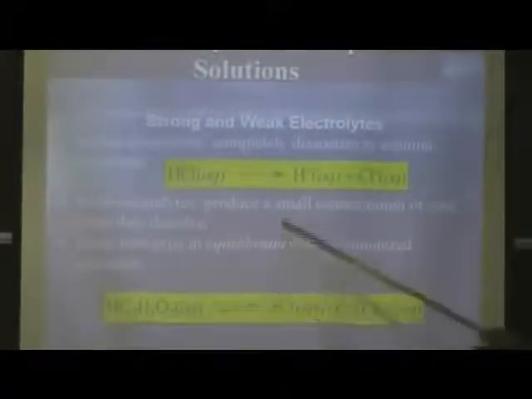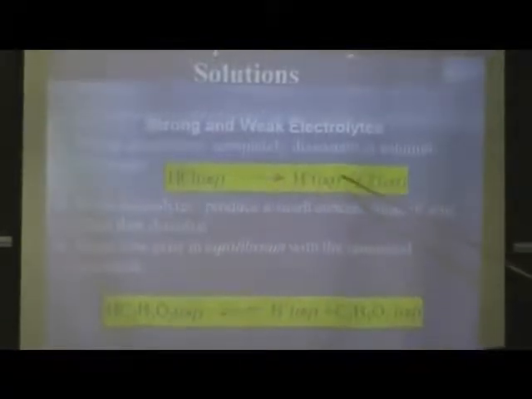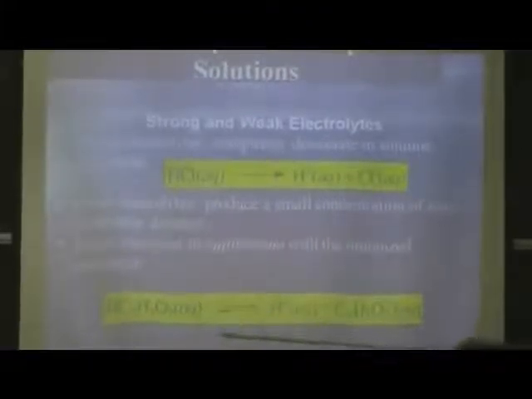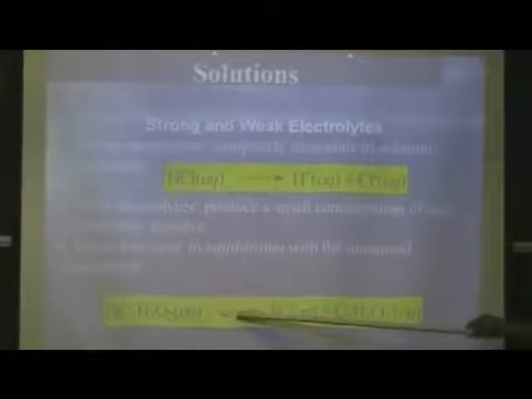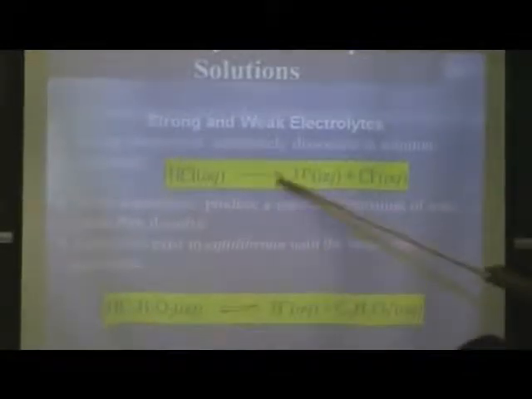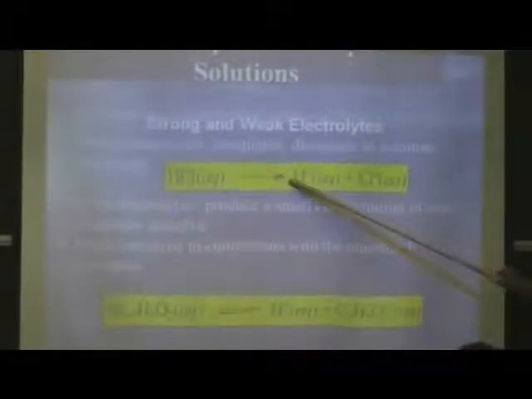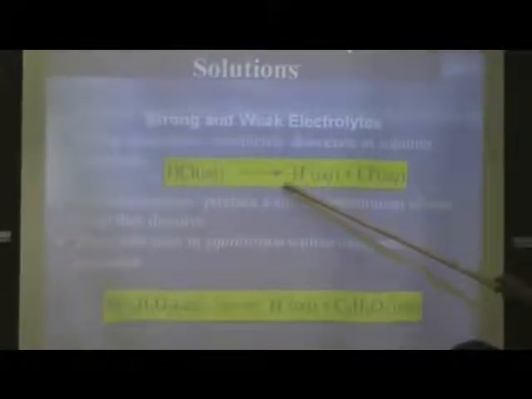There is no complete dissociation. Here is a forward reaction, here is a complete dissociation. Here is a forward reaction and a backward reaction. So this is a good example of a weak electrolyte. This is a good example of a strong electrolyte.